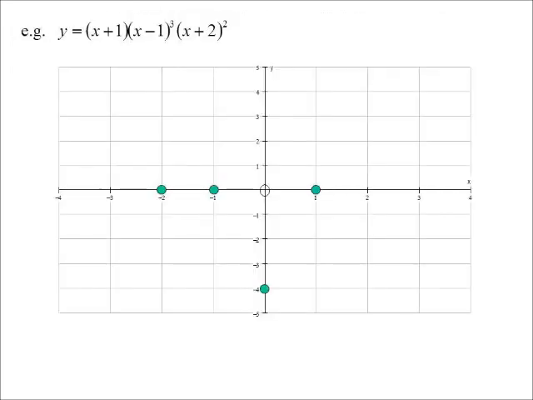Fortunately this is already factorised for me, so I can find those roots quite easily. First parenthesis gives me -1, next one gives me +1, and then the next one would give me -2.